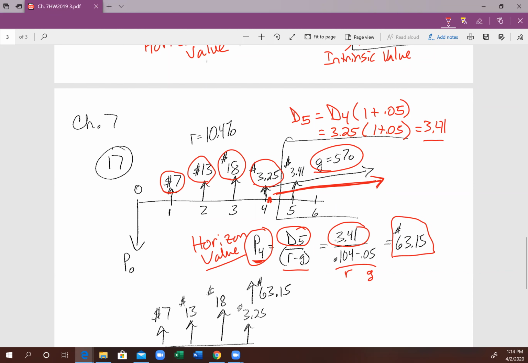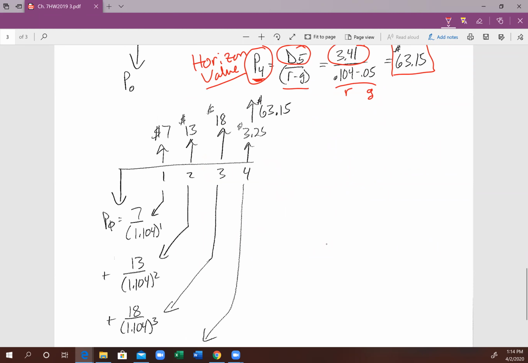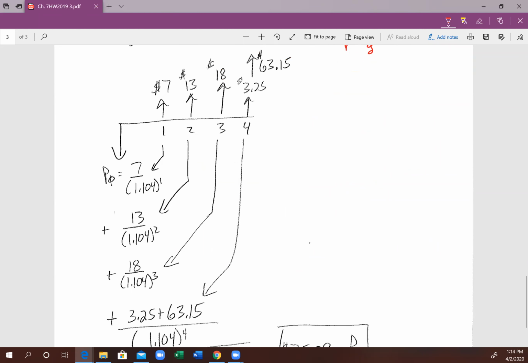But remember, that's not your answer. We're not looking for the horizon value. We're looking for what? We're looking for the intrinsic value. We're looking for the value today. So if you think about it, you're going to get $7 a year from now as a dividend, $13 2 years from now, $18 3 years from now, and $3.25 4 years from now as a dividend. Plus, you've got a horizon value that we just calculated, 63.15.